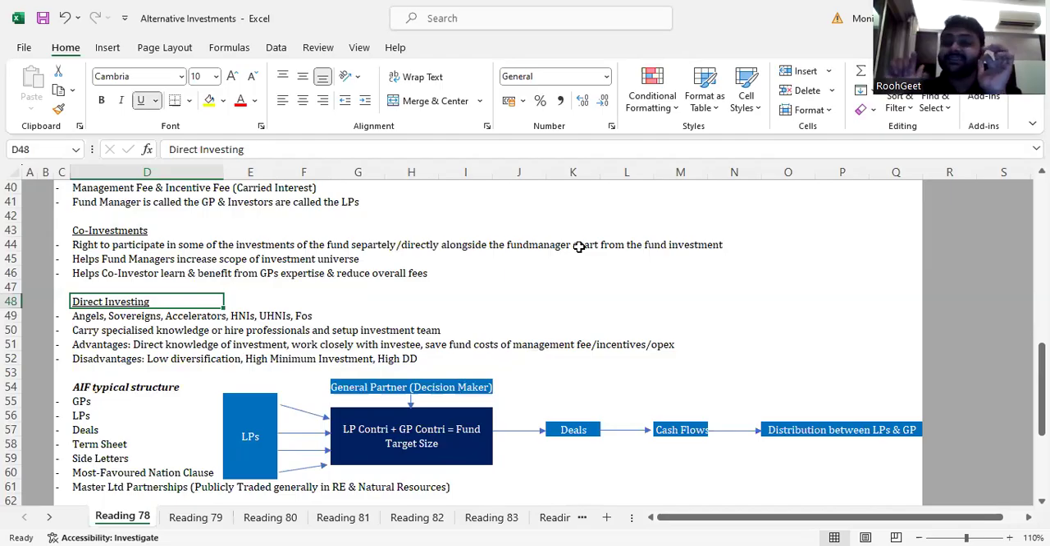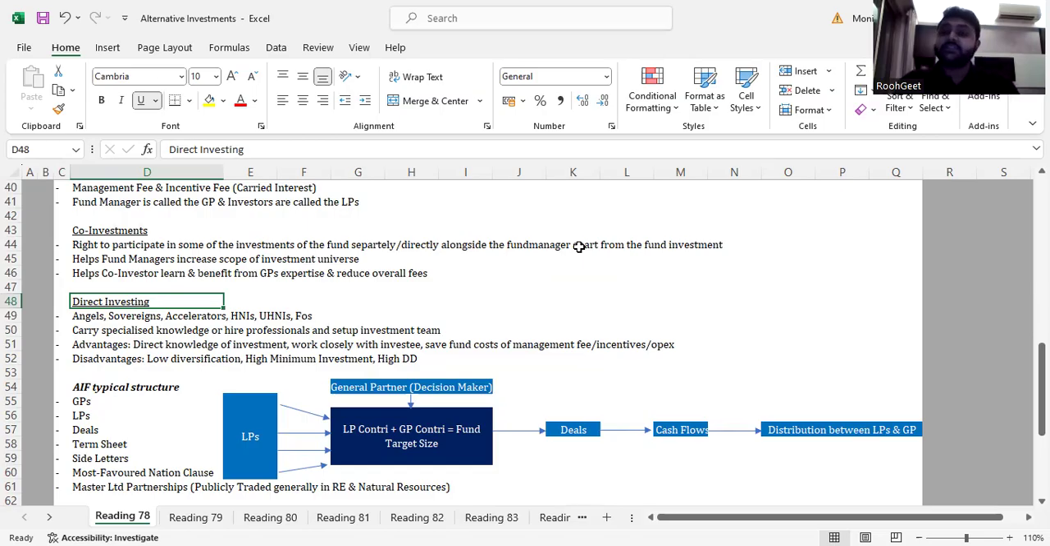Wherever the business gets stuck, okay, new businesses get stuck a lot. Whenever they get stuck is where accelerators come into the picture and give a booster to that business by investing, by filling that bridge. Next one: carry specialized knowledge or hire professionals and set up an investment team. I told you, the sharks will also have an investments team. Advantages: direct knowledge of investment, work closely with the investee, and save the fund cost of management fee, incentives, OPEX, right?